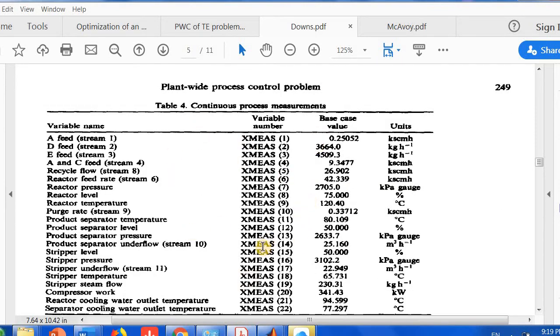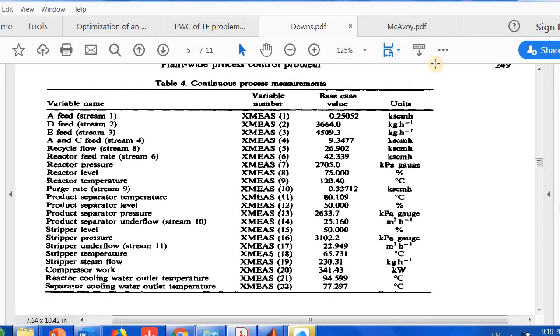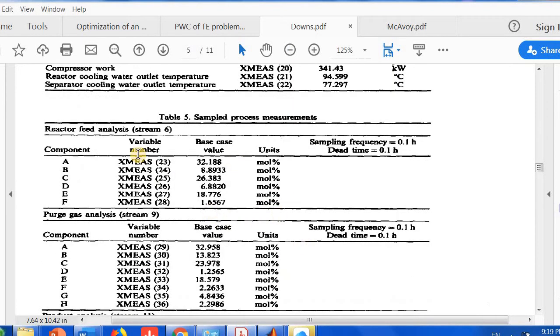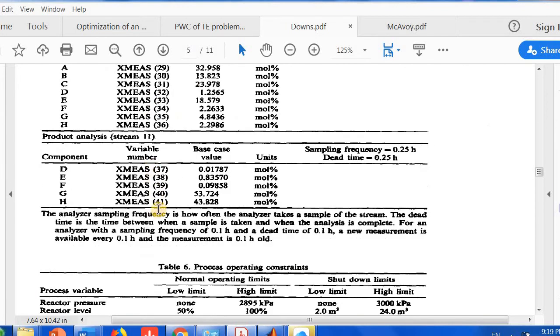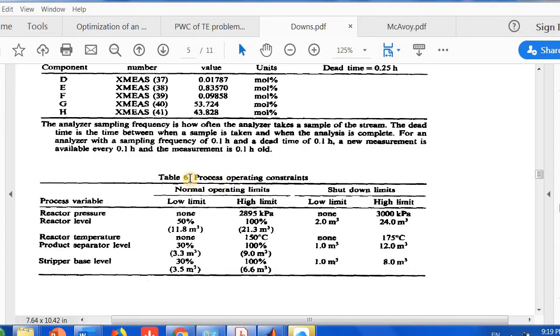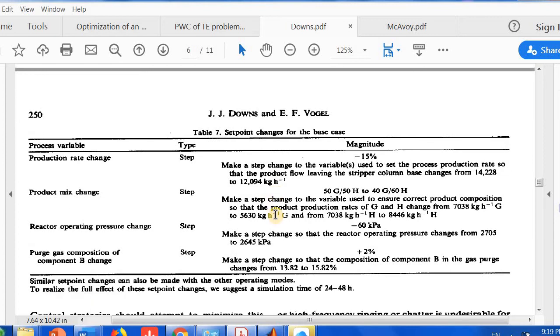And these are the measured variables, and again the base case values with the units. All those are in Simulink, as I have said. And this is table 6, which shows the low and high limits and the shutdown limits. These are constraints, and you need to mention them in the project. Of course, you have constraints.